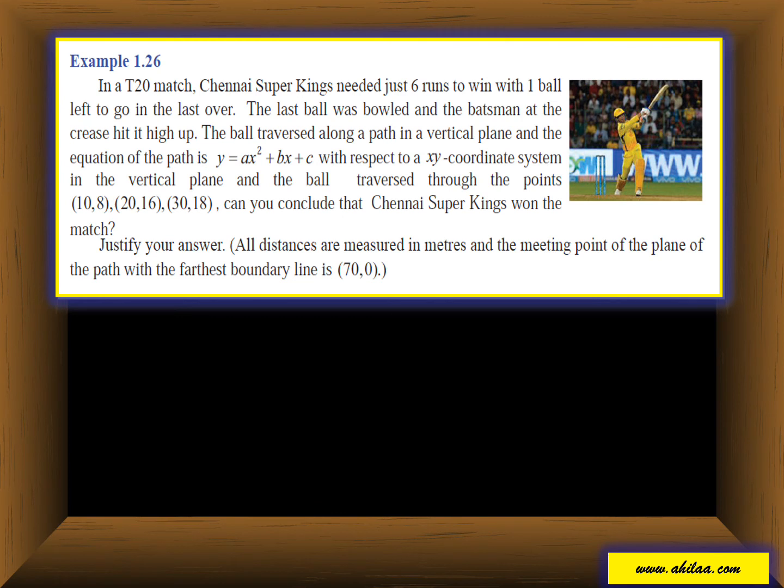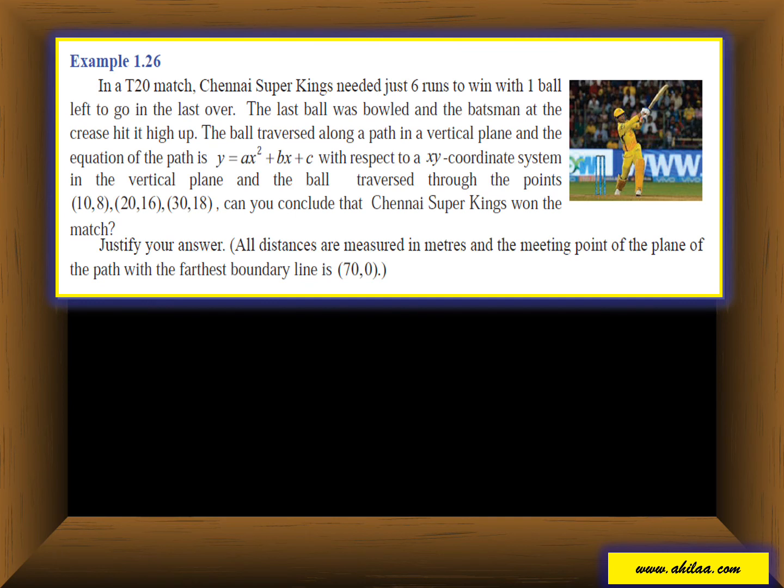Example 1.26. In a T20 match, Chennai Super Kings needed just 6 runs to win with 1 ball left to go in the last over.